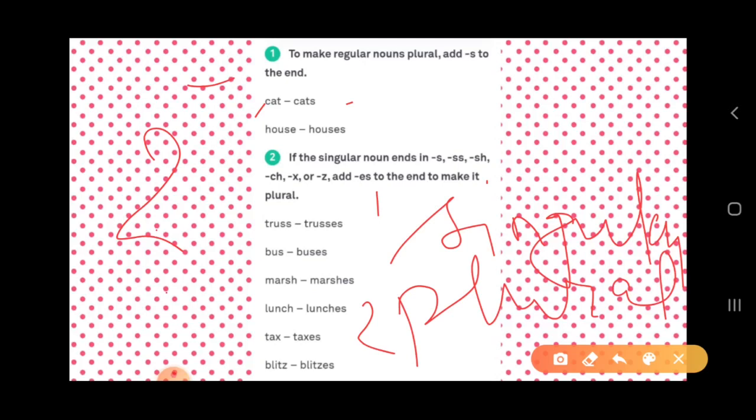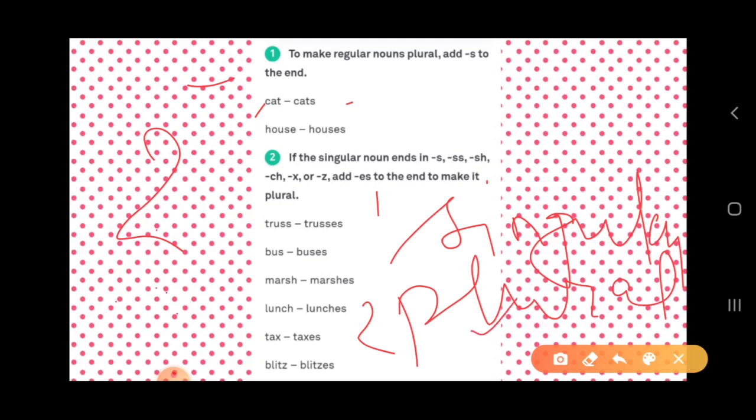So in the same way, we have two forms of noun. When we talk about the single entity of that noun, that particular person, place, or thing, then it is known as the singular noun. But when we take that noun as a group, when we call those persons, places, or things in a group, then it is known as plural noun.